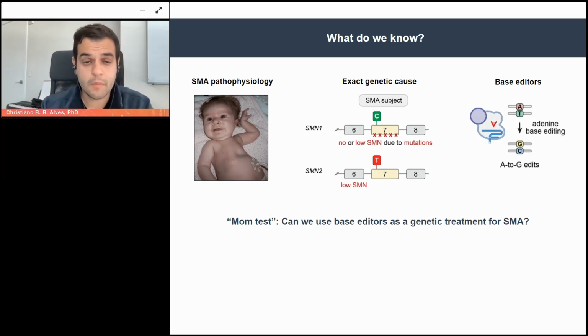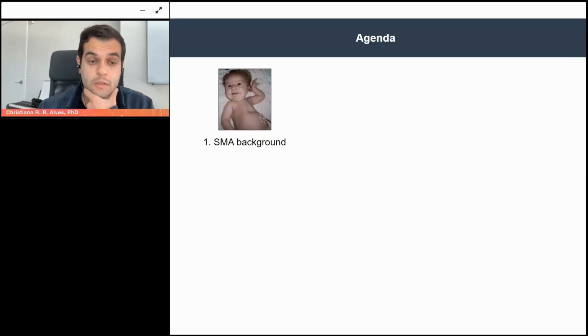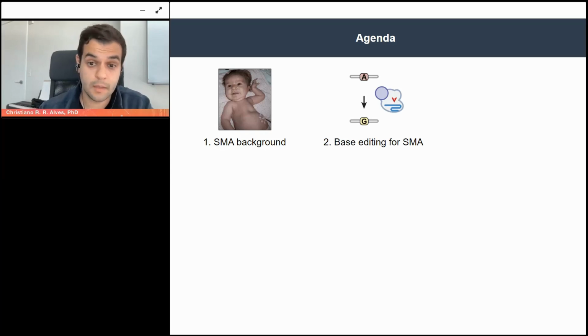So let me break this down today into 5 main topics. Here's the agenda. First of all, to make sure that everybody's on board, I will provide more background about SMA on both fronts, the genetics and also the clinical outcomes of the disease. Then we'll be talking a bit about base editing and the development of these tools specifically to treat SMA.